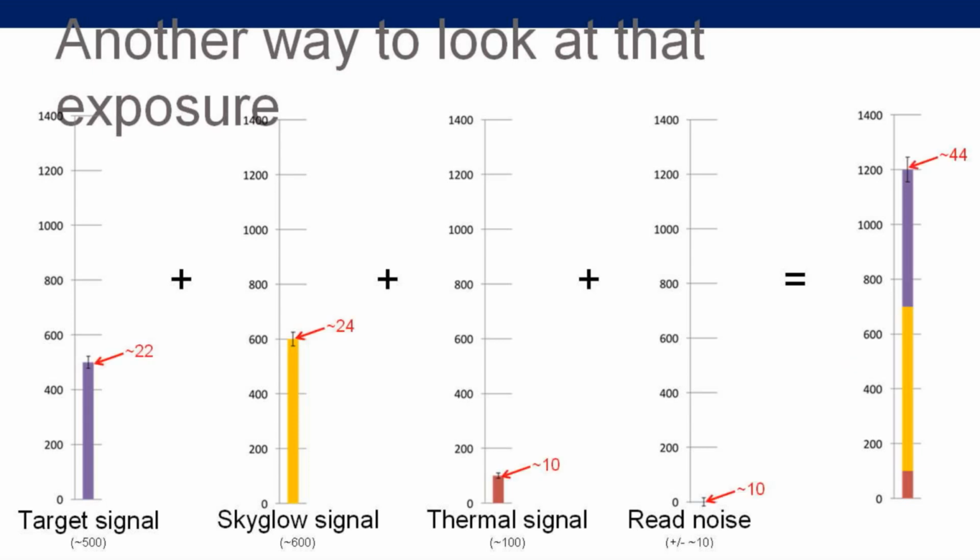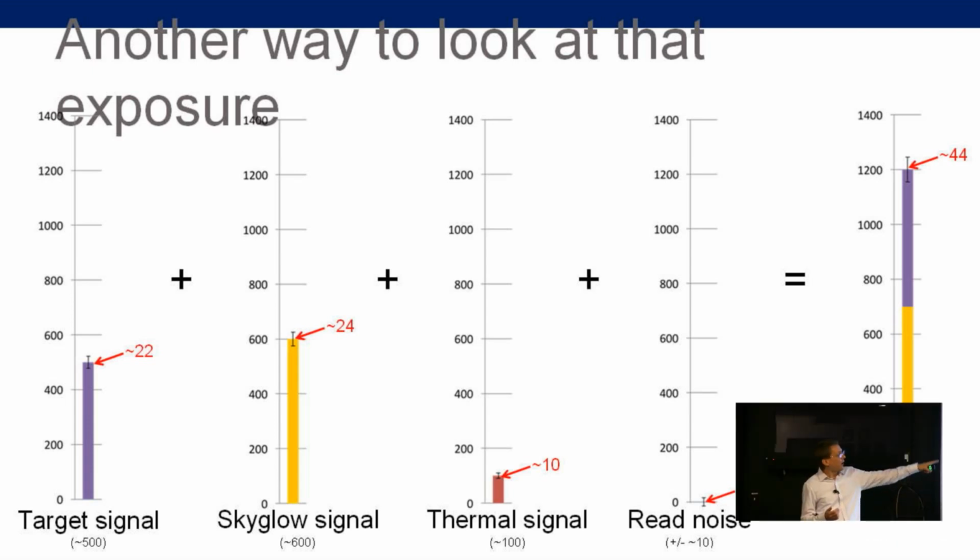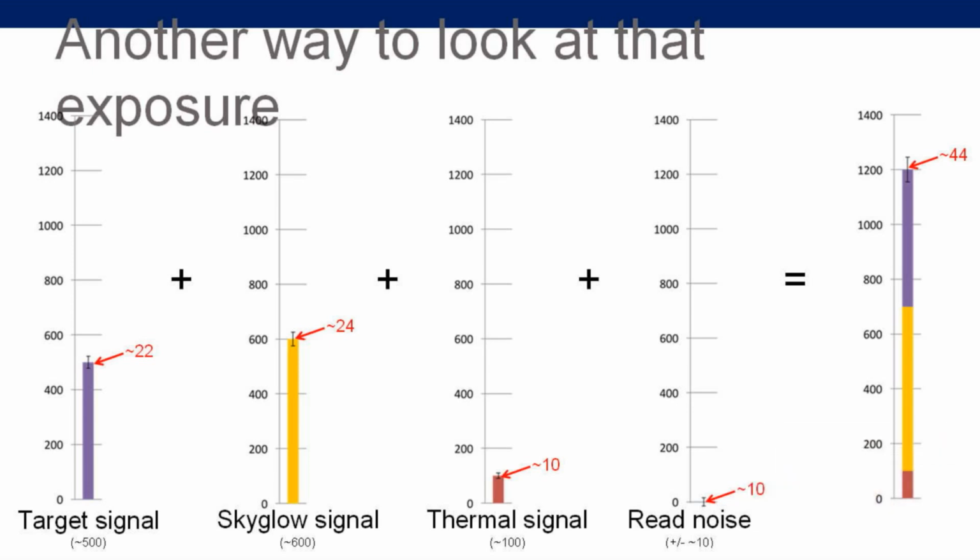What's also interesting is square root of 500, our shot noise here is 22. Square root of 600, our shot noise is about 24. Our thermal signal, square root of 100, is obviously 10. Read noise is just 10, it's just noise. Our final value for the actual noise is 44. If you notice, 22, 24, 10, and 10 is 66, not 44. So this leads us to the insight that noise does not add normally, and that makes a lot of sense.